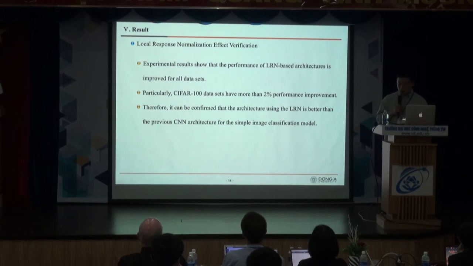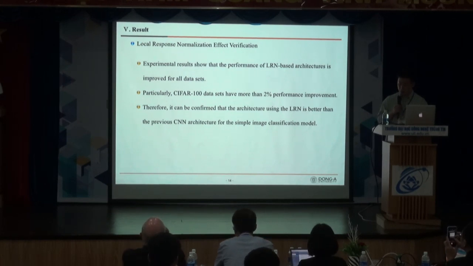Experimental result shows that the performance of LRN-based architecture is improved for all data sets. Particularly, SciPy 100 data sets have more than 2% performance improvement. Therefore, it can be confirmed that the architecture using the LRN is better than the previous CNN architecture for the simple image classification model.